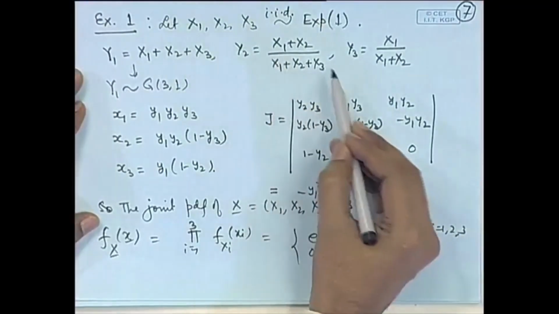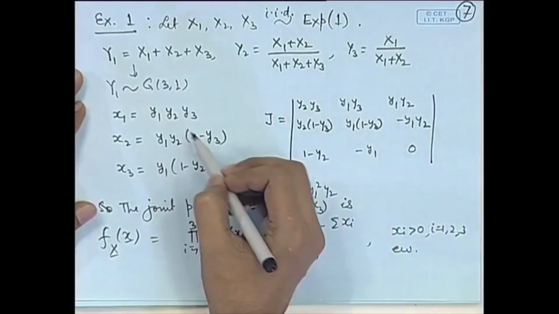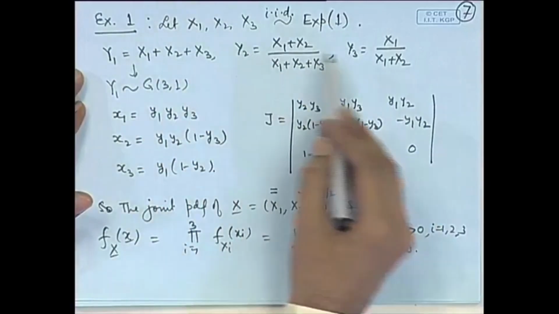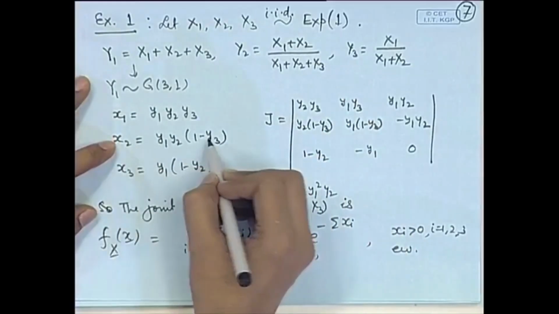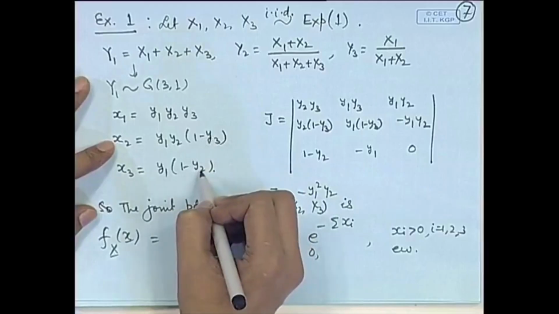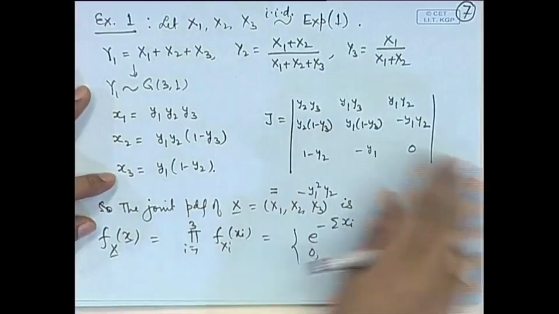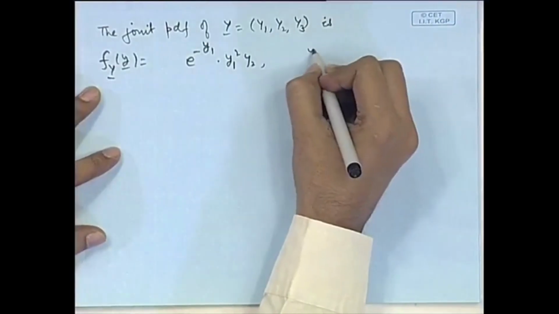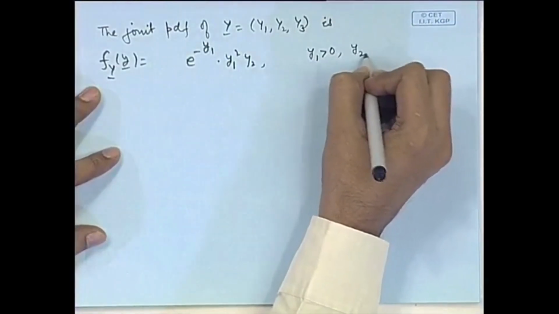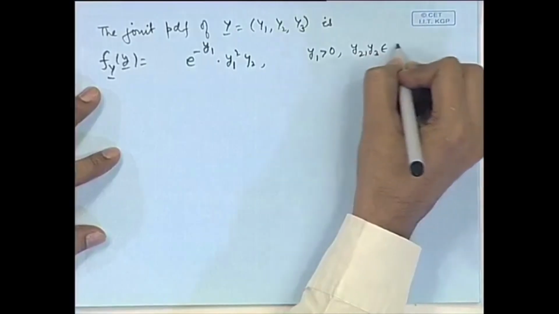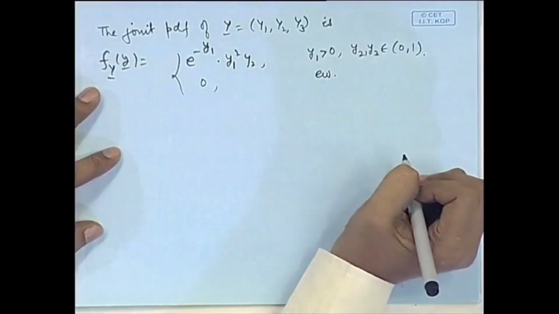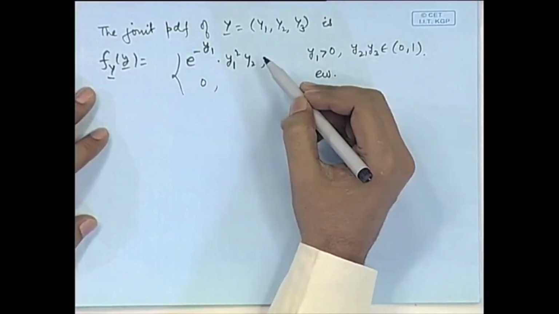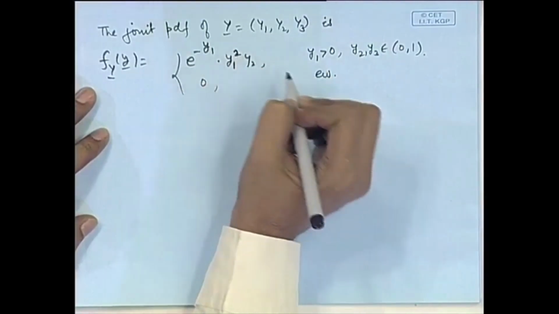The range of the variables we can observe here, that each of the xi's is a positive random variable. So, each of yi's is also a positive random variable. Further, if x2 is positive, then y3 will be less than 1, and similarly y2 will also be less than 1. So, the ranges are y1 greater than 0, y2 and y3 belong to the interval 0 to 1. So, we have been able to determine the joint distribution of y1, y2, y3.